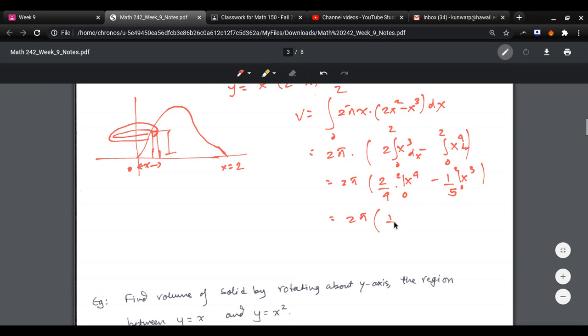Now that's 2 pi times 1 half times 16 minus 32 over 5. That's 8, and 8 times 5 is 40. That's going to be 2 pi times 8 over 5, which is 16 pi over 5.